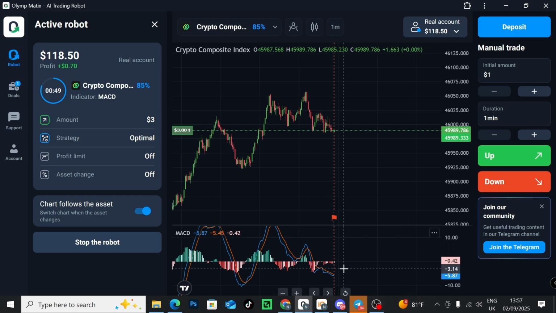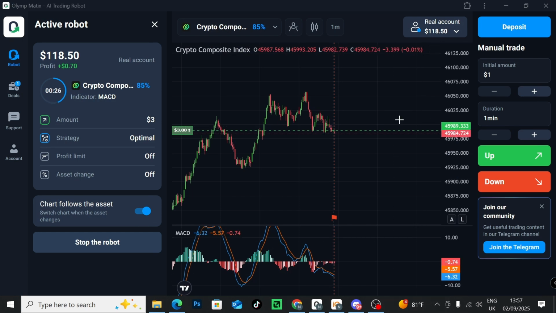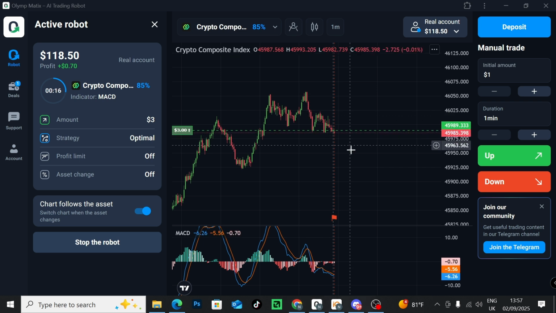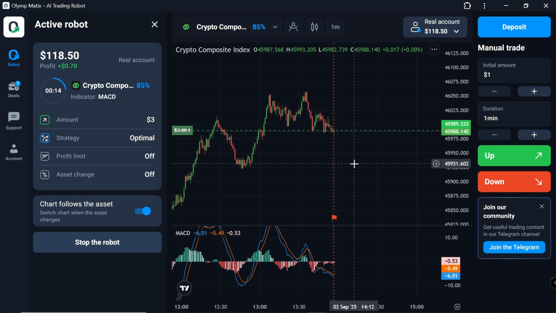But as I'm looking here, the blue line is already waiting to go above the orange line. That's why the robot is now taking the buys immediately. And also what I like about using the optimal strategy is that even if you get a loss, it's just going to recover with one single trade, right? So there's no need for you to panic, you know what I'm saying? So yeah, let's go.